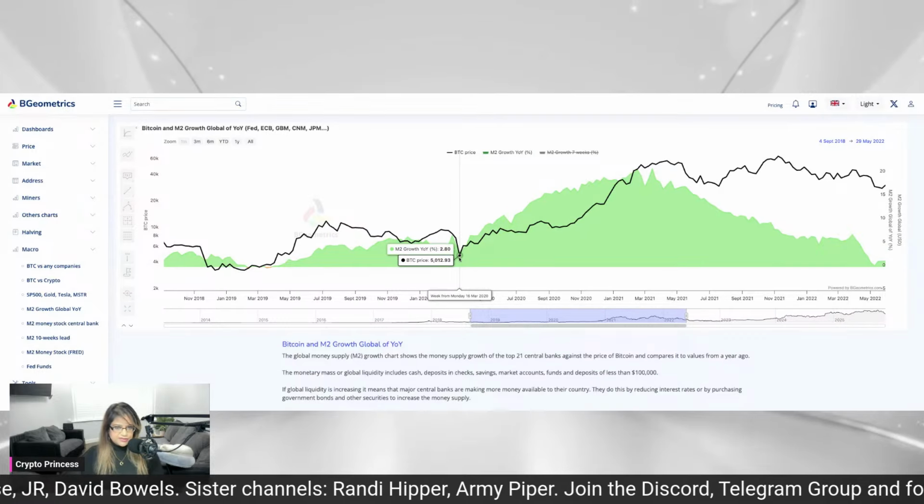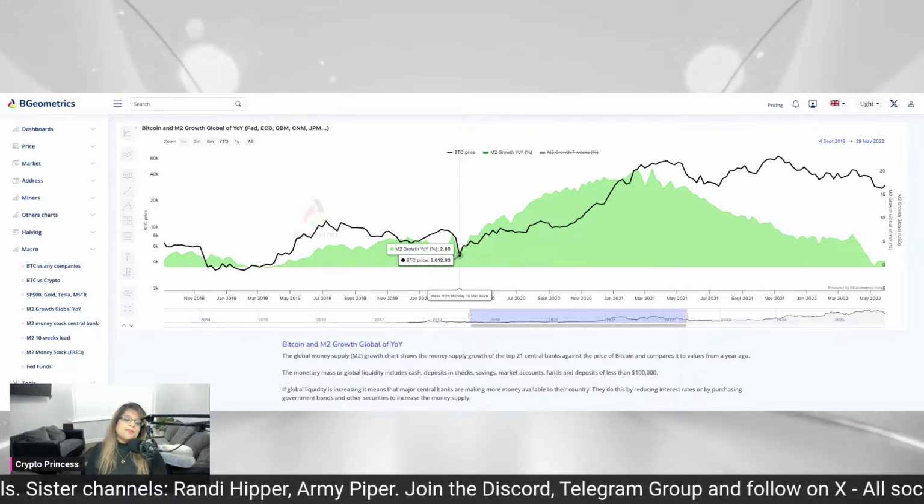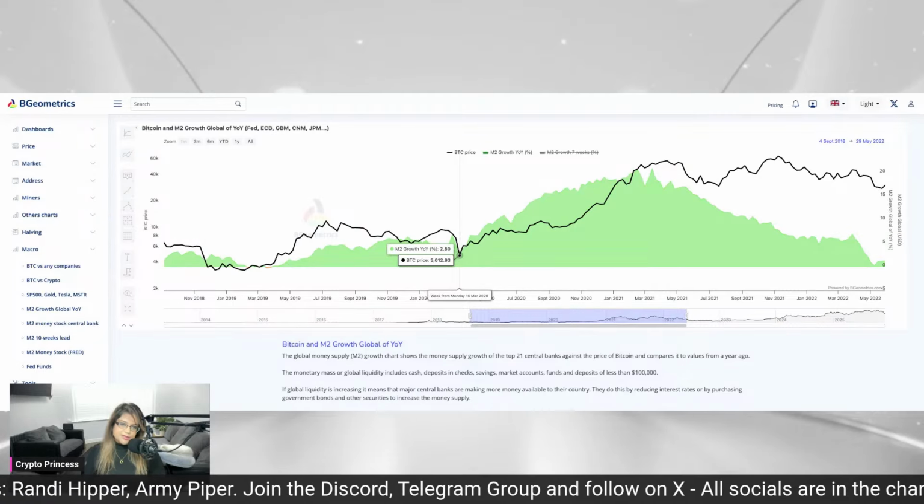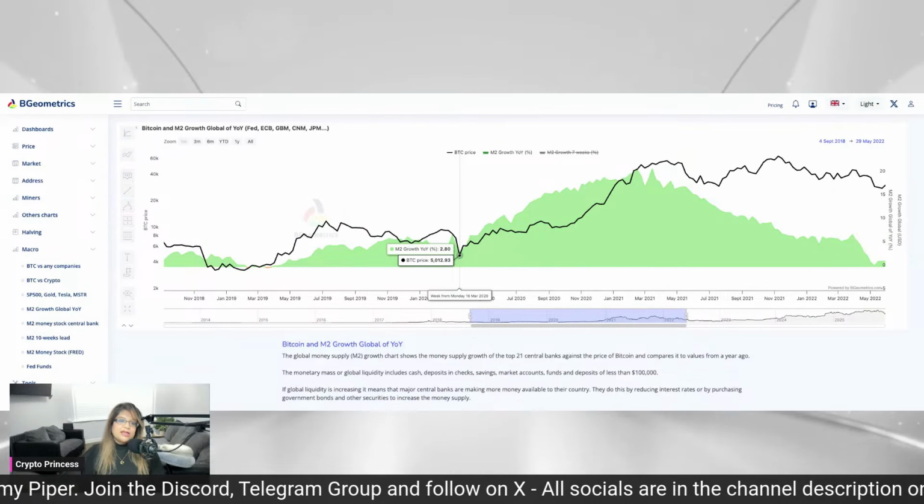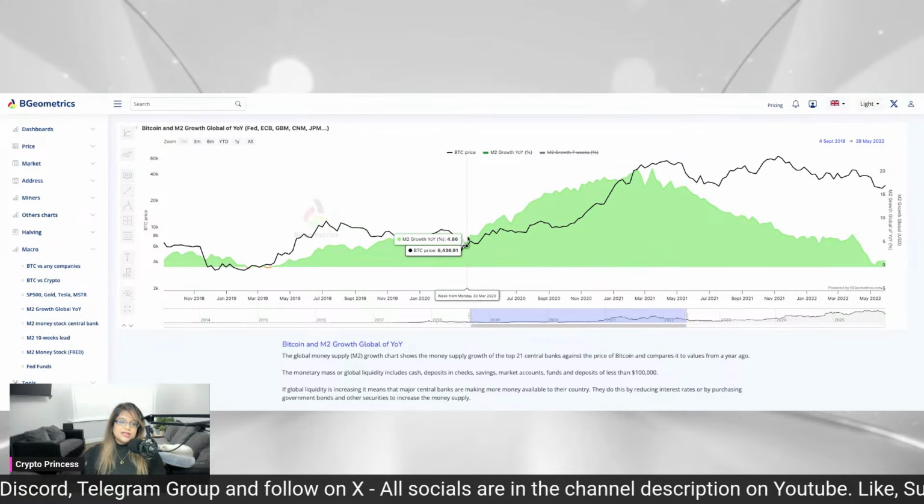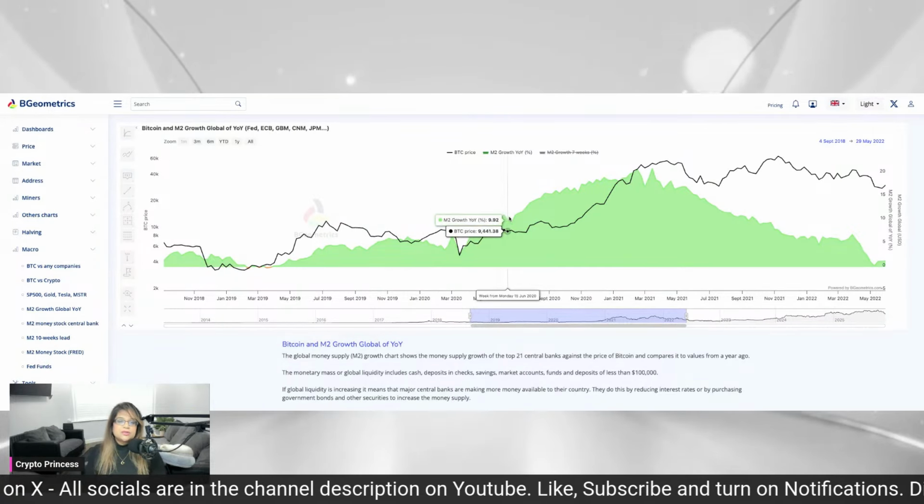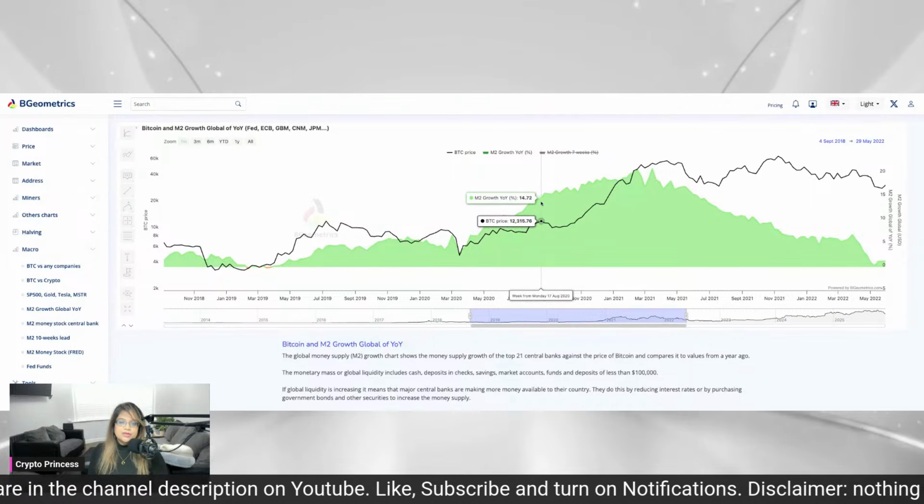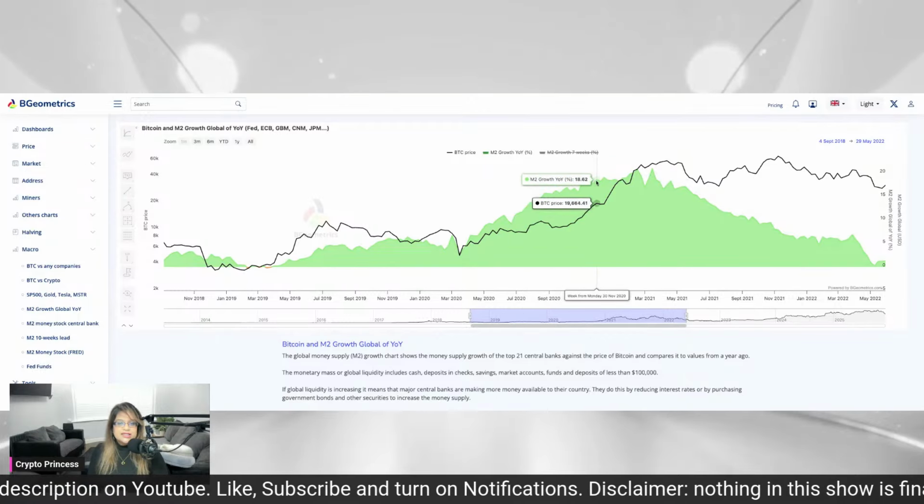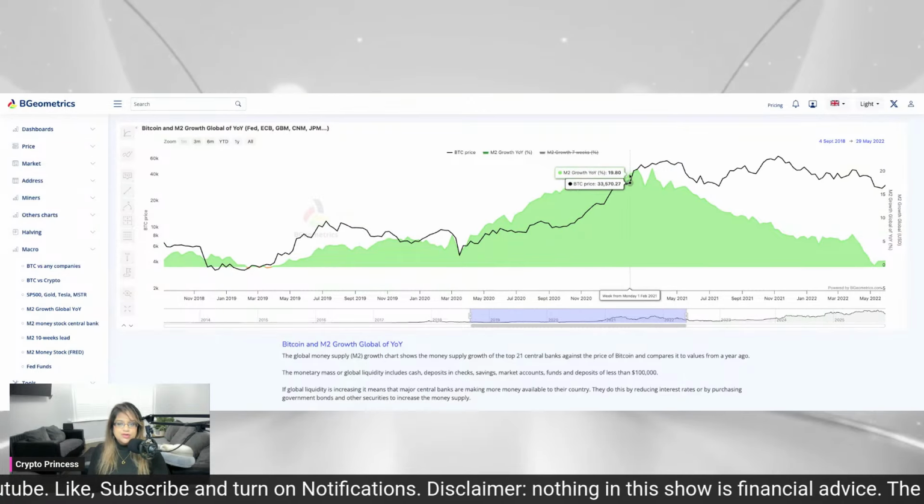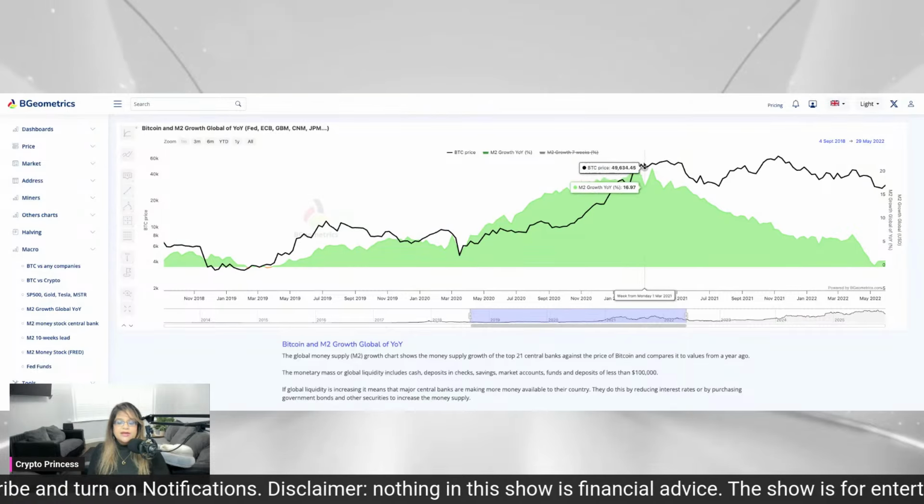What happened straight after this dump? Money was printed. First of all, it went into the stock market. So here you can see the M2 rising. First, it went into the stock market, and then from the stock market, it went into Bitcoin. So you can see clearly that the M2 was rising, and then Bitcoin followed.